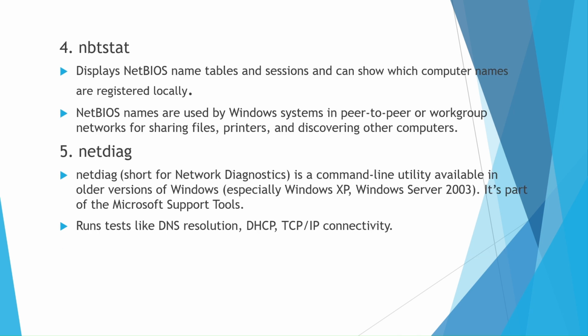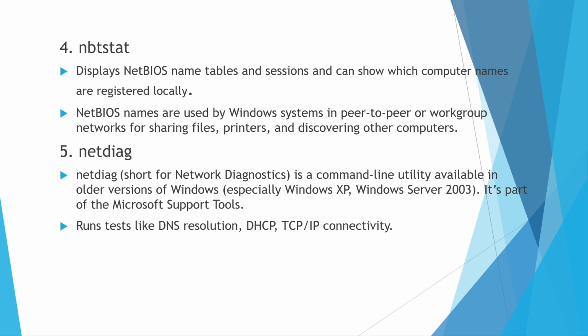Fourth command is the nbtstat. It is NetBIOS over TCP/IP statistics. It provides information about NetBIOS over TCP/IP connections such as name resolution and session status. NetBIOS names are used by Windows systems in peer-to-peer or workgroup networks for sharing files, printers, and discovering other computers.